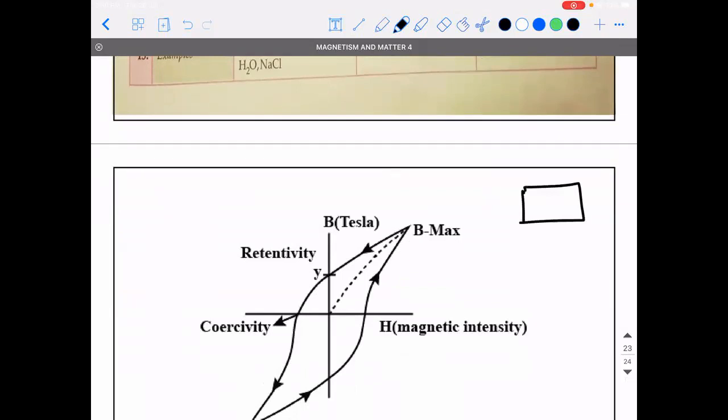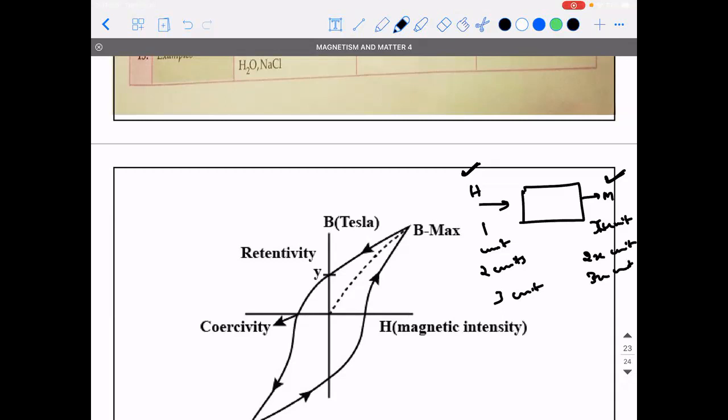Take an iron bar, an iron nail. H is the input, M is the output. You keep giving magnetizing field intensity, and the extent to which the material gets magnetized will increase. If you give 1 unit of this, you see X units here. If you increase it to 2 units, you will see 2x units. If you increase it to 3 units, you will see 3x units.